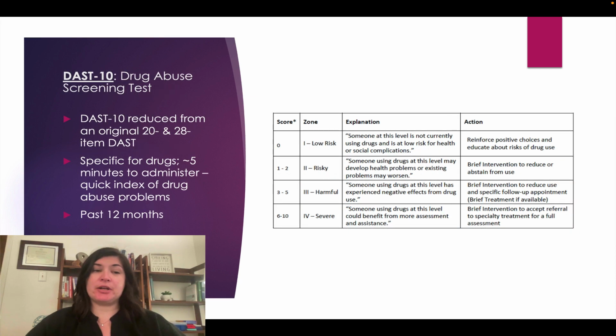This one may look familiar from previous lecture slides, but it's the DAST-10, which is the Drug Abuse Screening Test. The DAST-10 has been reduced from the original 20 to 28 item scale, and it's specific for drug use. It usually takes about 5 minutes to administer, and it does have a quick index for drug abuse problems. And it is consistent with the substance use disorder criteria from the DSM-5 in that it looks over the last 12 months.